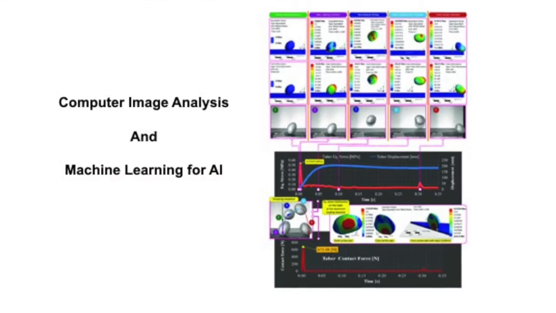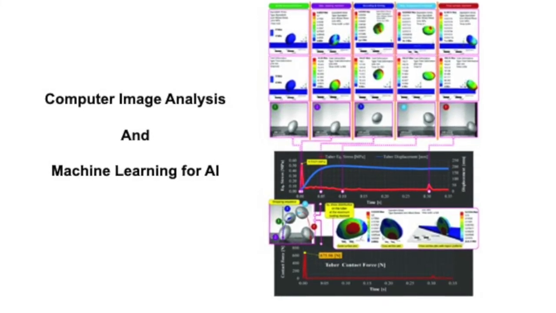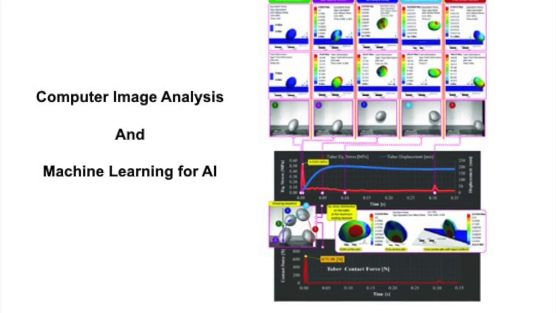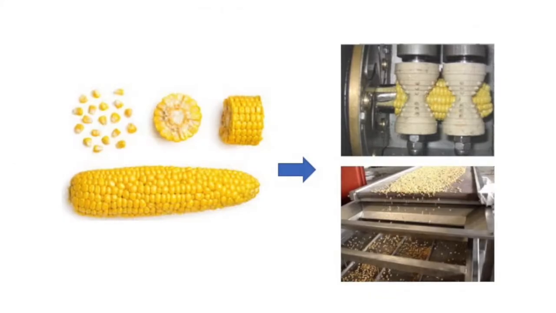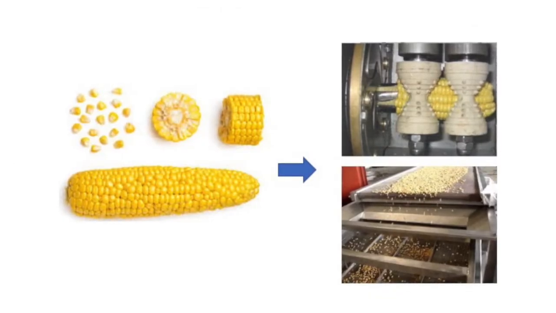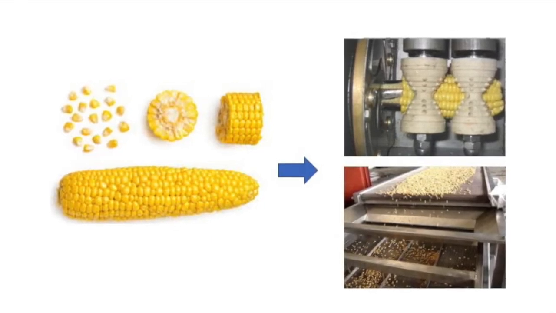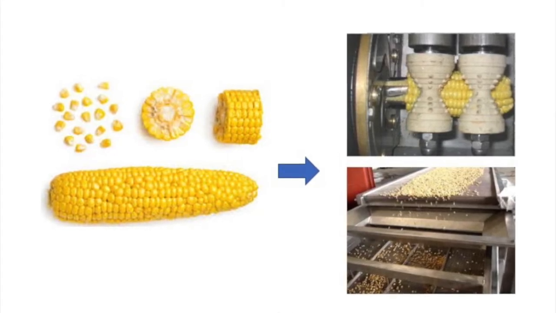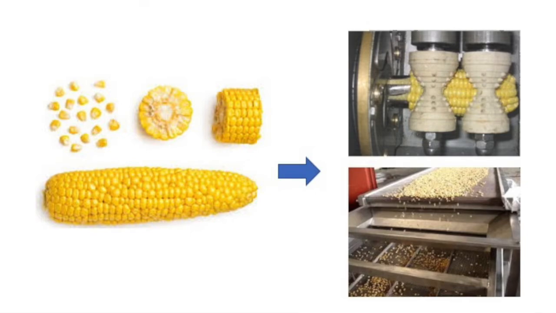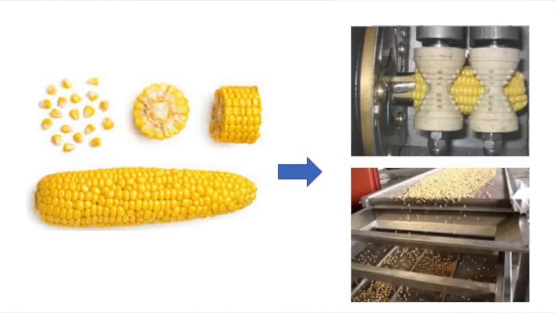The information of shape and size are basic in computer image analysis and machine learning in application of AI, artificial intelligence. In corn processing, we need to know not only the length and diameter of corn ears, but also the three dimensions of corn kernels. All this information is critical for the design, application, and management of product harvesting, packaging, transportation, storage, and processing.